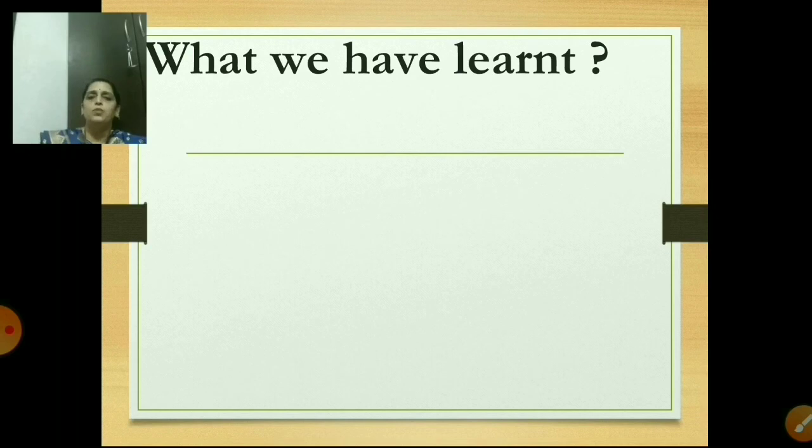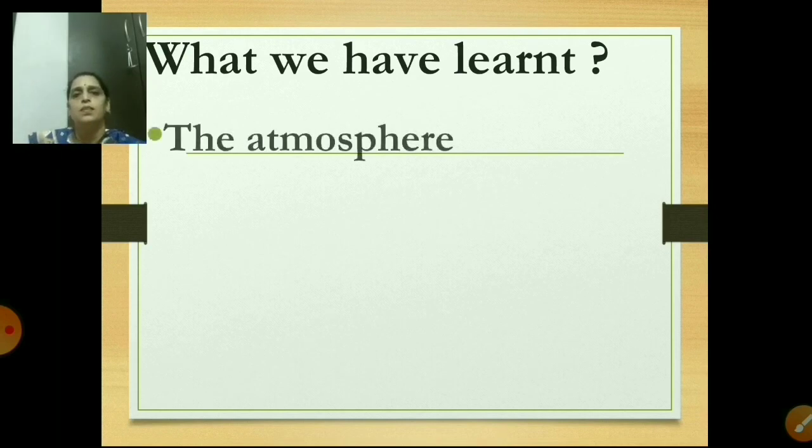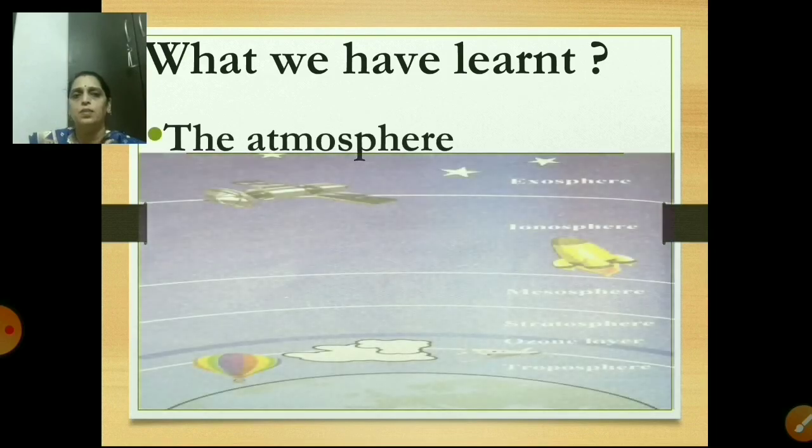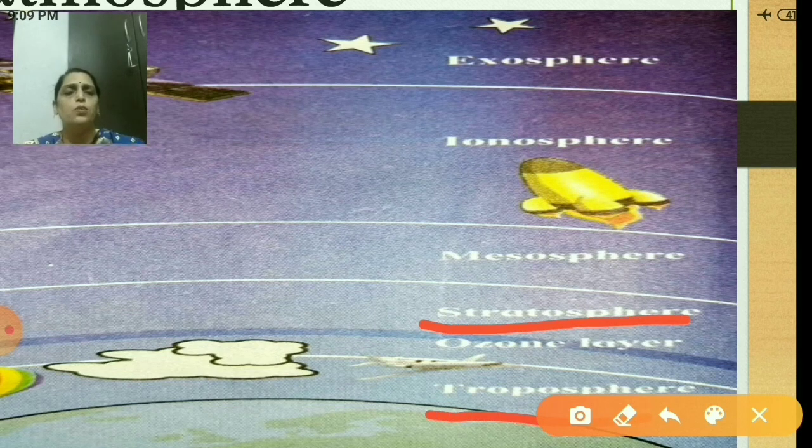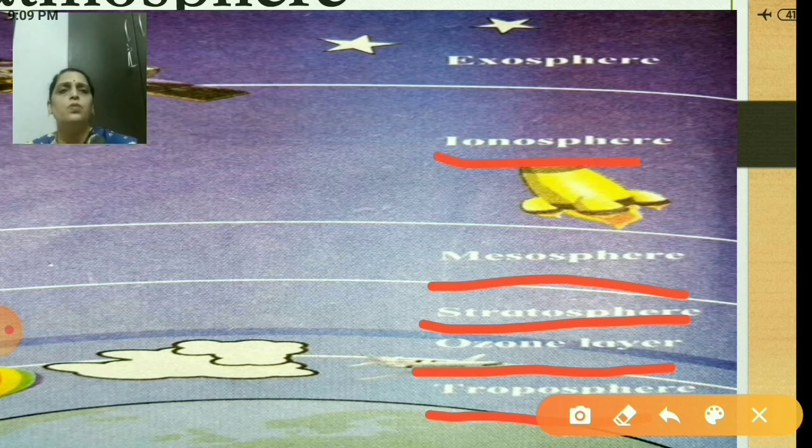What have we learned today? Yes, the atmosphere. In it we have seen troposphere, stratosphere. In stratosphere we have seen ozone layer. Then mesosphere, ionosphere and exosphere. Okay, is it clear?